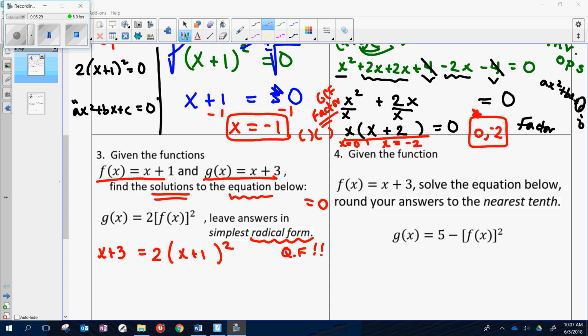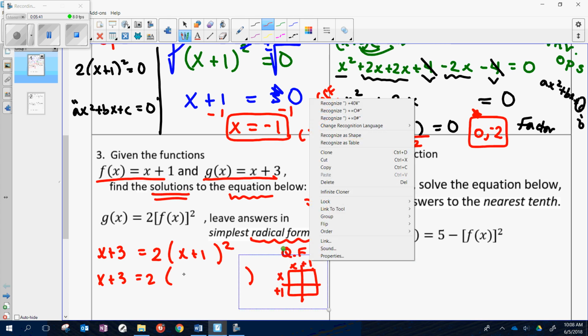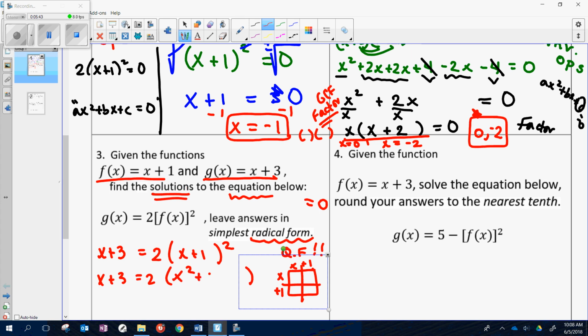Okay, so I have to square first. X plus 3 equals 2 times. You could do the box method and call this x plus 1, x plus 1. You're going to get x squared plus 2x plus 1, because 1 times 1 gave me a 1. This is x squared, 2 x's. You're going to distribute the 2. So you have x plus 3 equals 2x squared plus 4x plus 2.